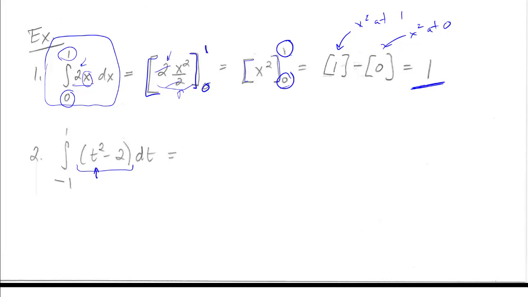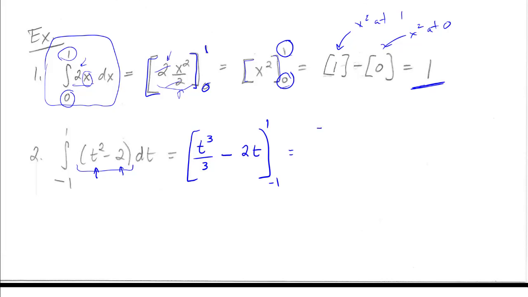Integrate t squared. Well, remember, that was t cubed over 3. Add 1 to the exponent, divide by the new exponent. Minus integrate 2, and I would get 2t. So then I'm going to put brackets, -1 to 1. All right, equals. So then I'm going to take everything that's inside, and I'm going to evaluate it at 1, and then subtract the evaluation at -1.